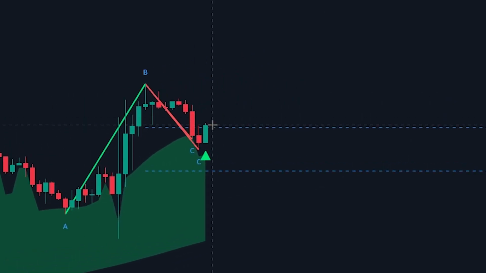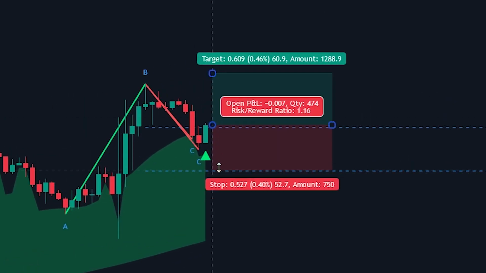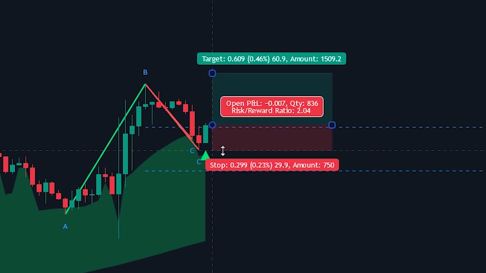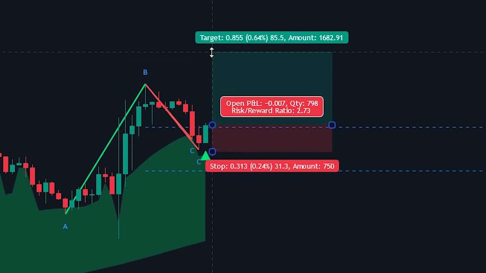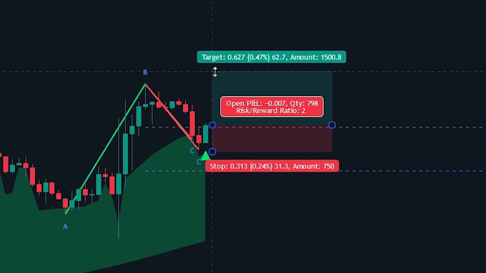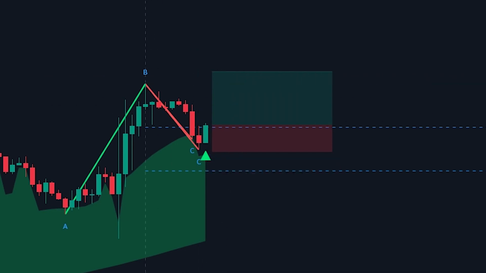To manage the risk, we will be placing the stop loss at the recent swing low. For the take profit, we will be targeting a 2 times risk to reward ratio. Now let's see how the trade plays out.